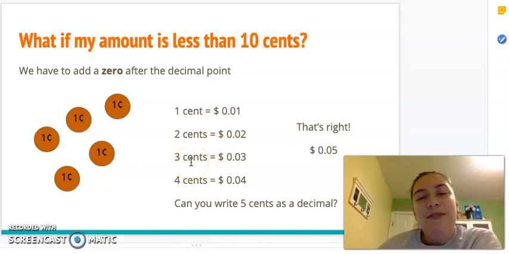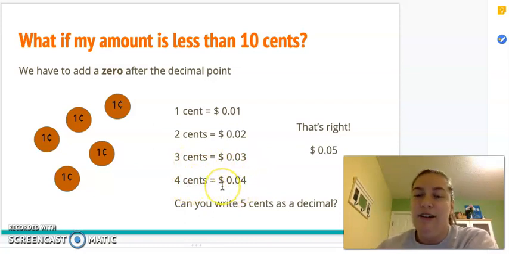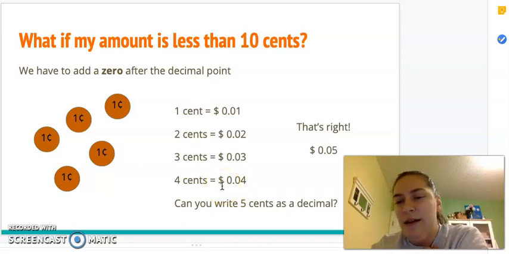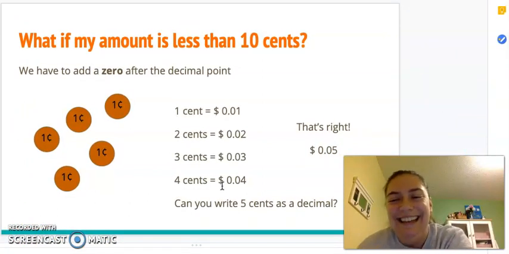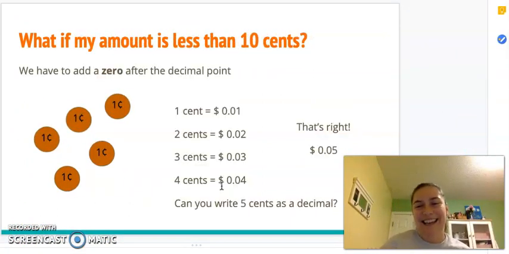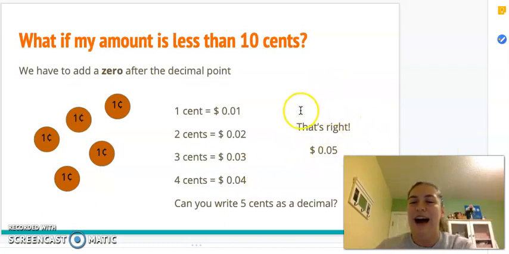All right. 3 cents, 0.03 of a dollar. 4 cents, 0.04 of a dollar. Can you write 5 cents as a decimal? Oh no, I gave you the answer. This is upsetting. That's right. Over to the side here, 0.05. Very good.